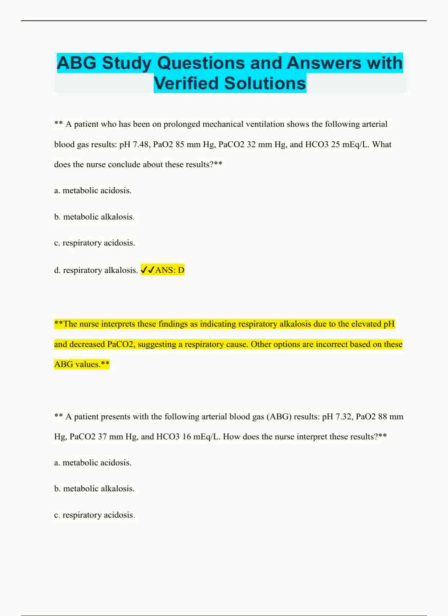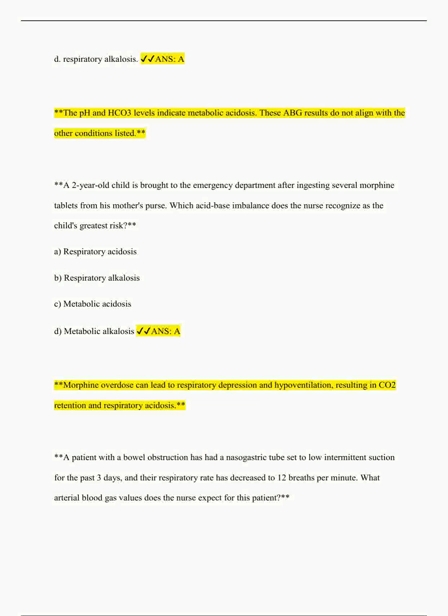A patient presents with the following arterial blood gas, ABG, results: pH 7.32, PaO2 88 millimeters of mercury, PaCO2 37 millimeters of mercury, and HCO3 16 milliequivalent/L. How does the nurse interpret these results? A. Metabolic acidosis. B. Metabolic alkalosis. C. Respiratory acidosis. D. Respiratory alkalosis.